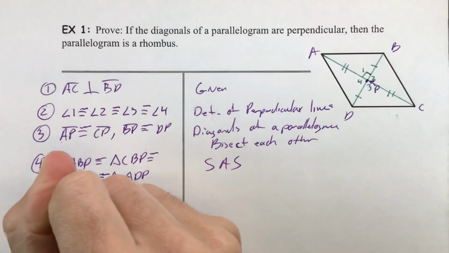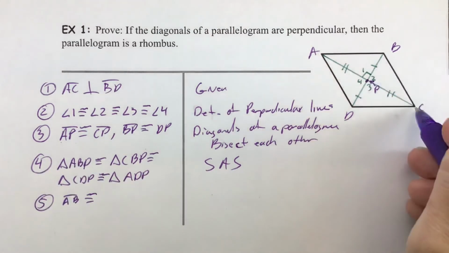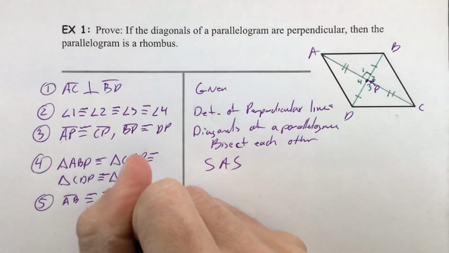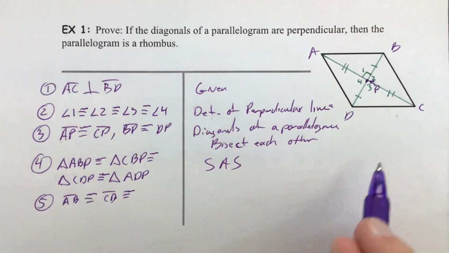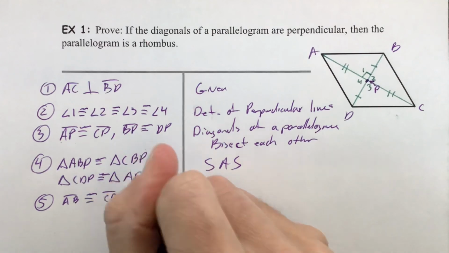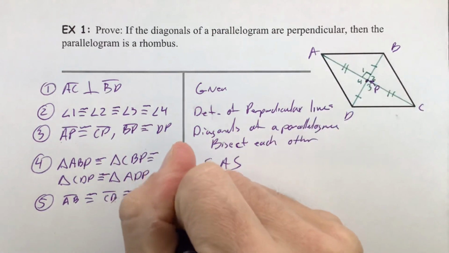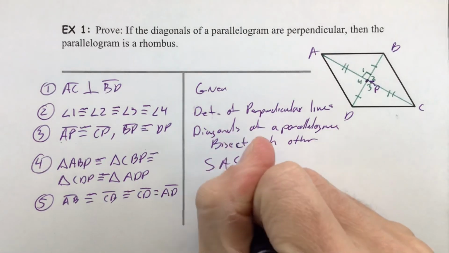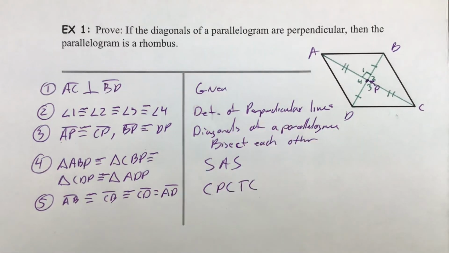We can say that AB is congruent to, well, in the order I'd write it would be CB, would be congruent to CD and AD, and all of that is because of corresponding parts of congruent triangles.